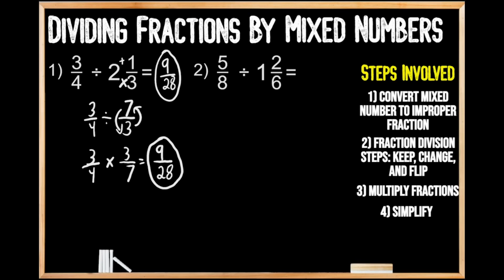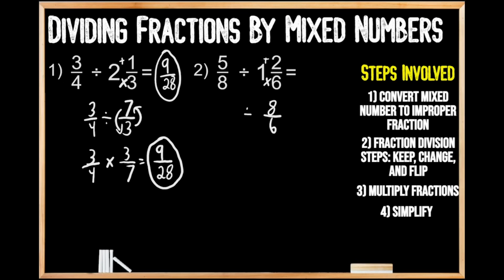Now we're going to move on to question number 2, where this time we're being asked to divide the fraction of 5/8 by the mixed number of 1 and 2/6. Remembering our first step is to convert our mixed number to an improper fraction. To do this, we're going to multiply the value of our denominator by the value of our whole number. 6 times 1 gives us 6, plus the remaining 2. 6 plus 2 gives us 8 for 8/6.